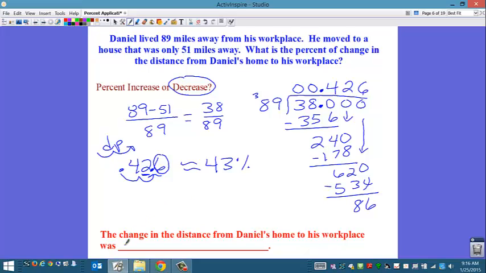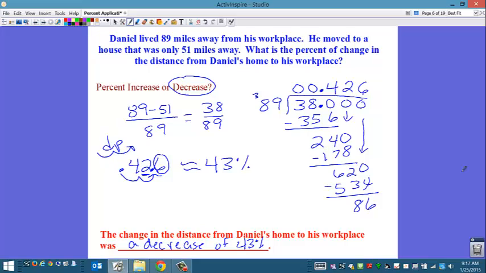So let's fill in our answer statement. The change in the distance from Daniel's home to his workplace was 43%. But we need to identify if it's a percent increase or a decrease. And in this case, it's a decrease, so we're going to write that. Was a decrease of 43%. And that's your answer.